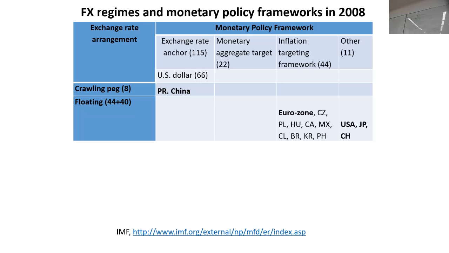But if we focus on the rest of the world, we can see that, okay, 44 countries are a lot. But the remaining 115 countries, which is even more, were still focusing on exchange rate anchoring. So we can find anchoring currencies like the US dollar, euro, composite baskets, and so on. For example, China was in a crawling peg at that time. And also monetary aggregate targeting, which is, for me, still really strange that someone uses this framework, but 22 countries were using it.